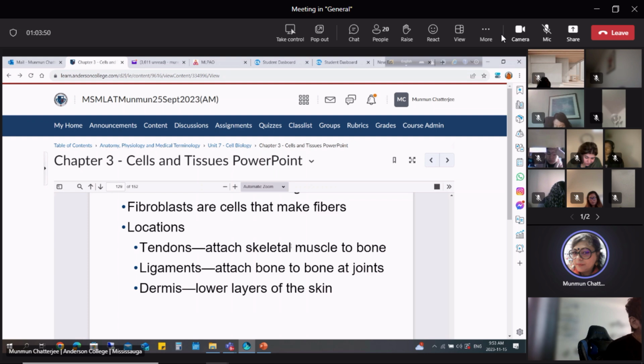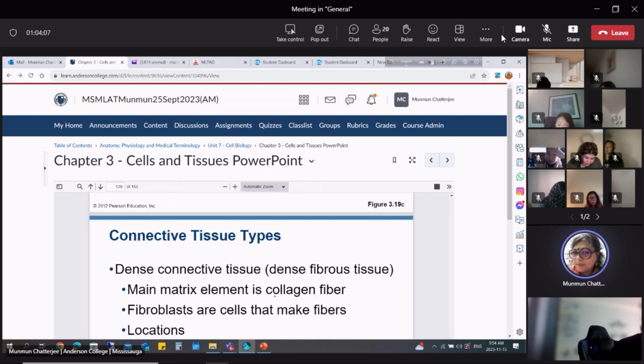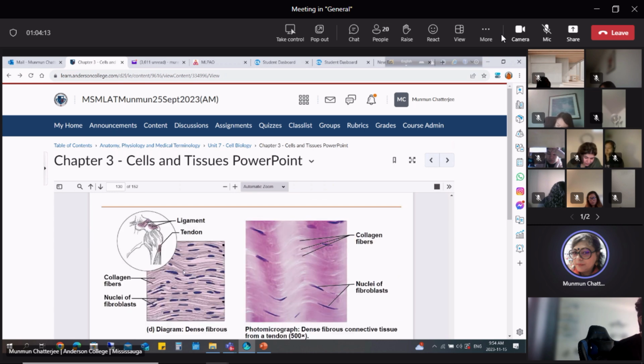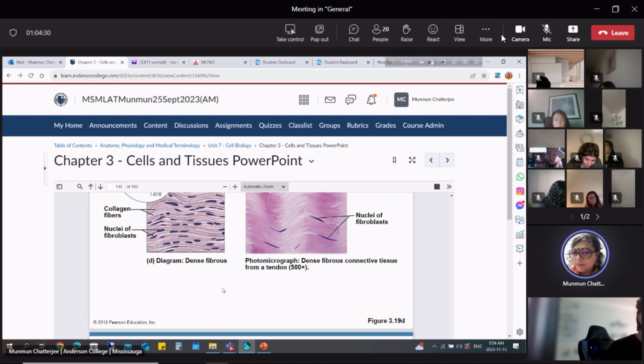So a tendon is dense, kind of stretchy. Ligaments are stretchy, but really cord-like. So that's why it's called fibrous. Dermis, the lower layer of the skin, is also made up of fibroblasts and is also called dense connective tissue. See how the collagen fiber looks straight, but the fibers are pulling apart from each other, and at the same time giving you some kind of support.